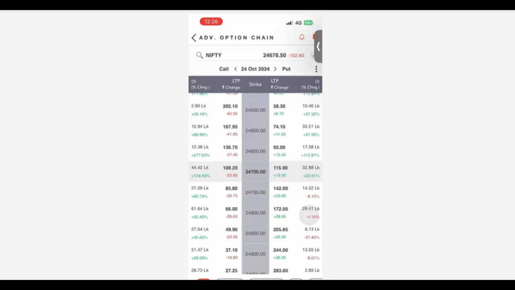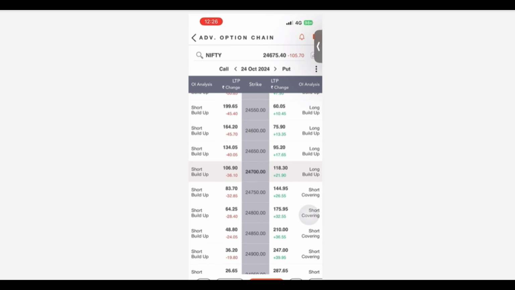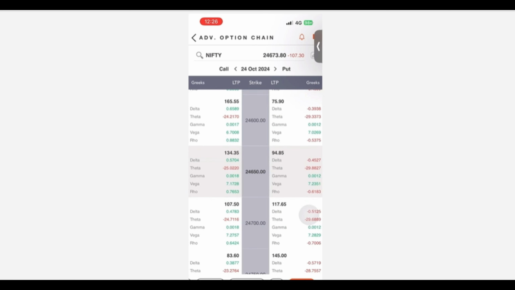You can change it on the lower side of the ribbon. Currently by default open interest है. आप उसको वॉल्यूम कर सकते हो, आप उसको ओपन इंटरेस्ट एनालिसिस कर सकते हो, लॉन्ग रेट शॉर्ट रेट करते हो, आईडी के बेसिस पे देख सकते हो या ग्रीक्स के बेसिस पे देख सकते हो.